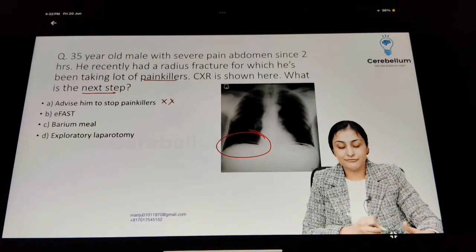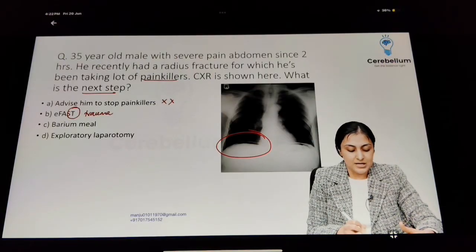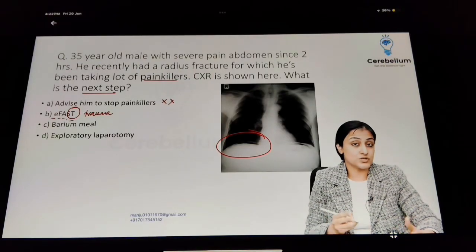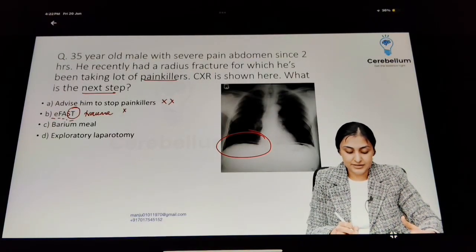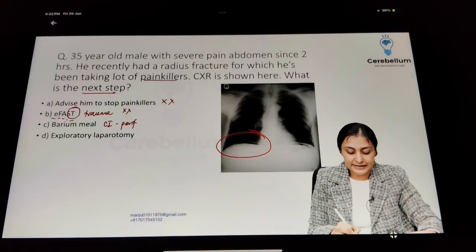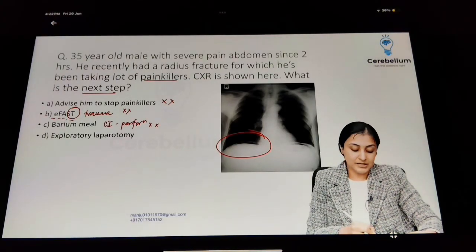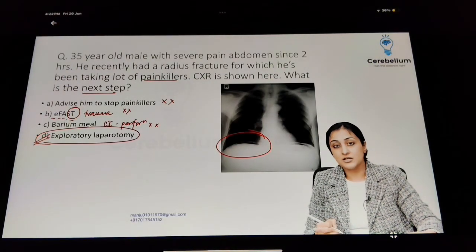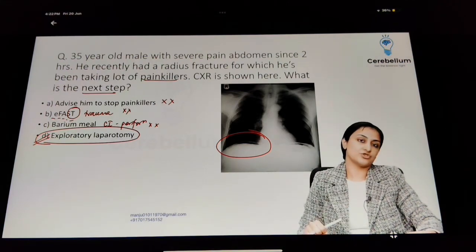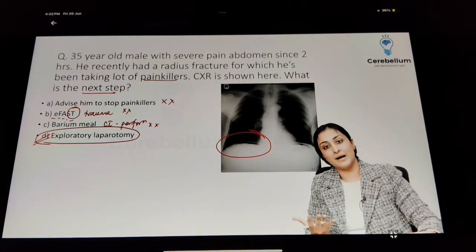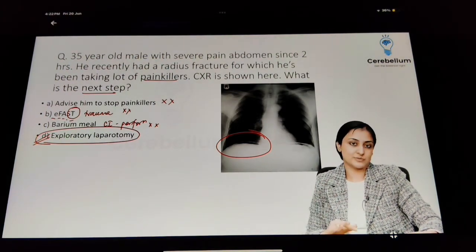Does it make sense? EFAST is an investigation we only do in trauma. Extended focused assessment sonography using trauma. Study this in surgery. No role here. Barium, we said, is contraindicated in any case of perforation. Barium can never be done. So the next step is exploratory laparotomy. It's a surgical emergency. We're going to go ahead and do an exploratory laparotomy. Okay, if IV fluids is mentioned, mark that as your appropriate next step. If it's not there, go for exploratory laparotomy.